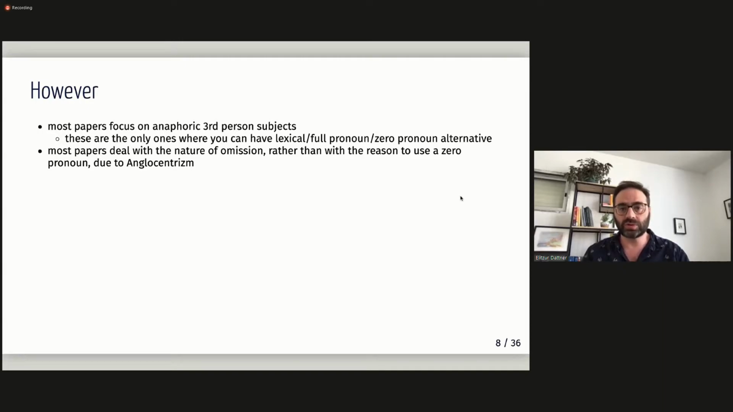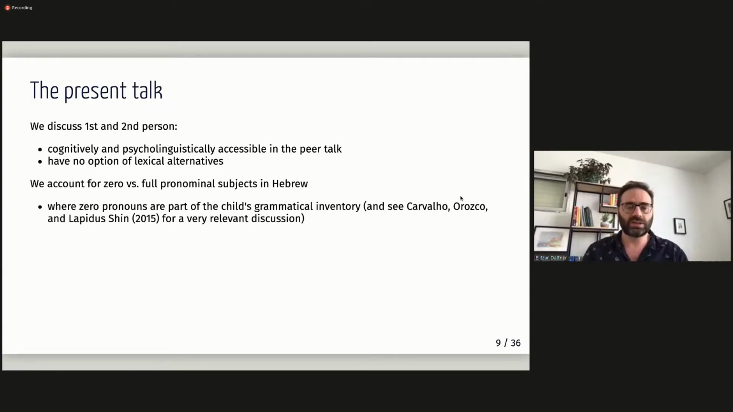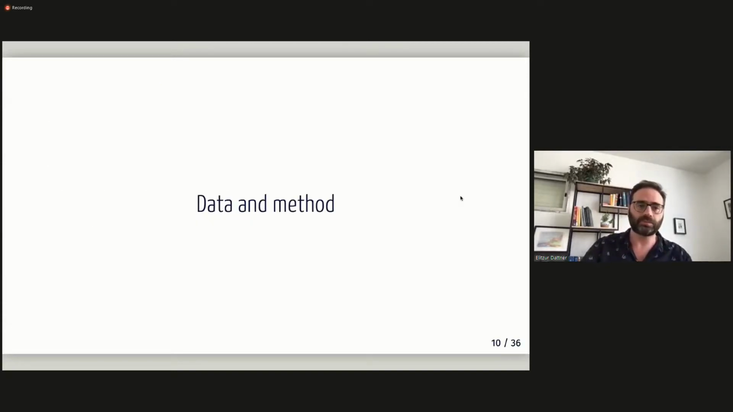Most papers deal with the nature of omission rather than with the reason to use a zero pronoun, due to Anglocentrism. So in the present talk, we discuss first and second person, which are cognitively and psycholinguistically accessible in peer talk and have no option for lexical alternatives. We account for zero versus full pronominal subjects in Hebrew, where zero pronouns are part of the child's grammatical inventory. So what is our data and method?